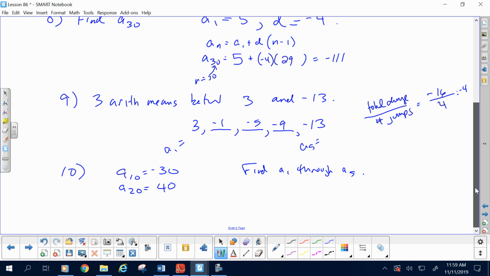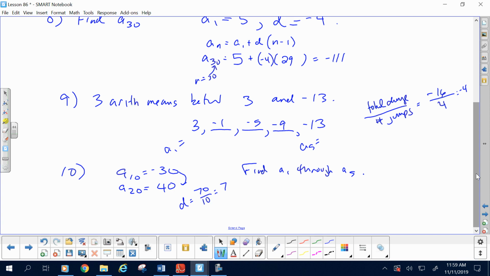Again, focus on finding what one common difference is. What do I do? I think it was 70 over 10. Okay, so the difference is, did it go down 70 or up 70 in 10 jumps? It went up 70 in 10 jumps, so each jump is 7, yeah?